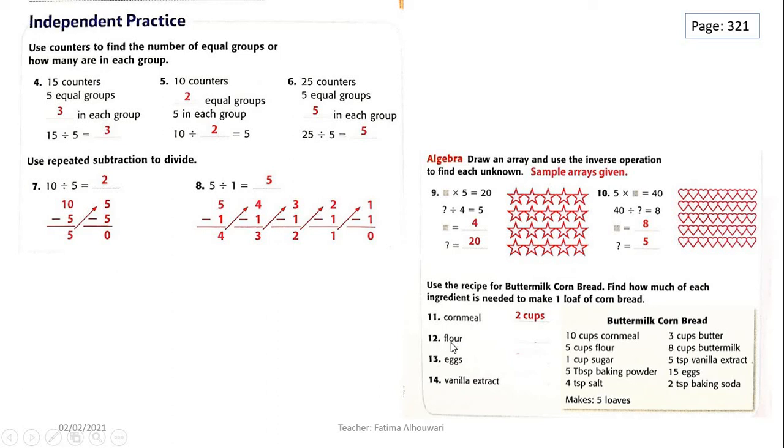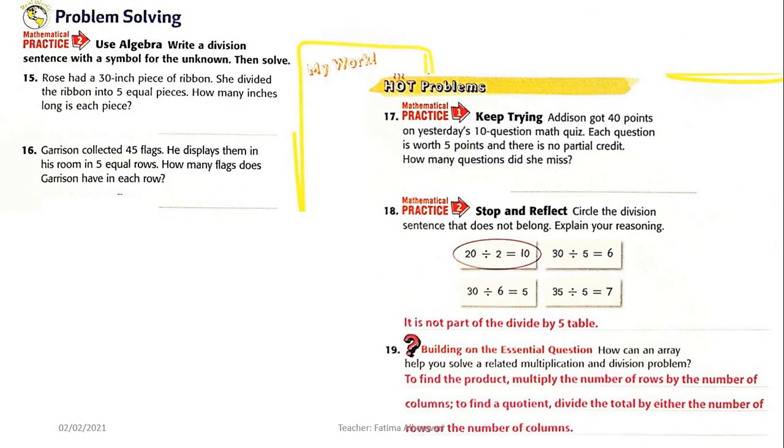Think about flour, eggs, and vanilla extract using this recipe. And then when you finish, you can check your answers here. So we have to use 1 cup of flour, 3 eggs, and 1 teaspoon to make 1 loaf of cornbread. Let's see the next page. We have more problems. Interesting.